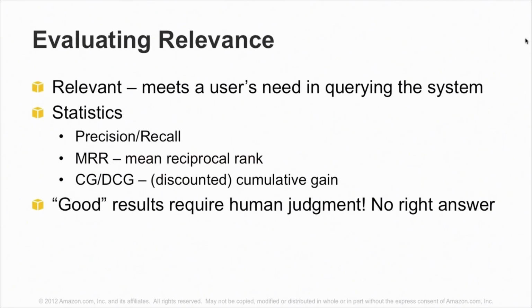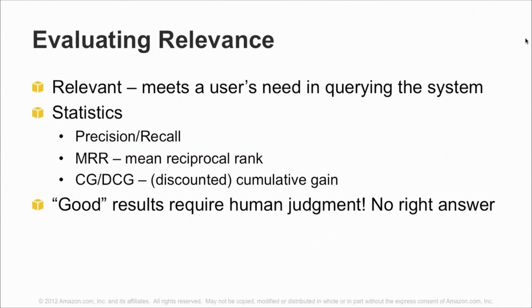If we look at the two most common statistics, they are precision and recall. Precision measures how many of the results we retrieved were relevant to the user's query. Recall measures, of all of the documents that were relevant to the user's query, how many of them did we return? We have additional measures: mean reciprocal rank, which measures how well we ranked the results, and the discounted cumulative gain, which scores our results based on how well we brought relevant stuff up in the results.